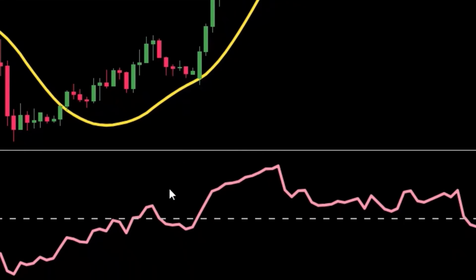Now look at the RSI. As the price pulls back, the RSI will often fall below the 50 level. That's completely normal. We are not looking to buy yet. We wait for the RSI to cross back above 50. This tells us that bullish momentum is returning and buyers may be taking control again.